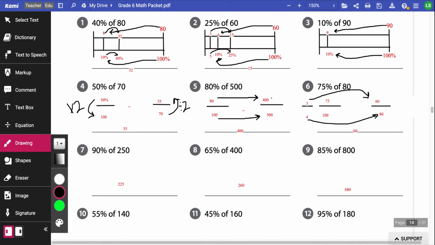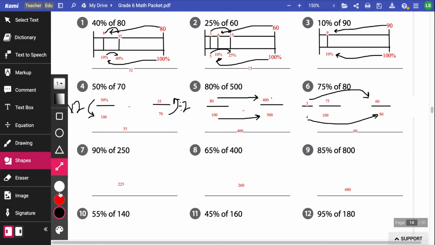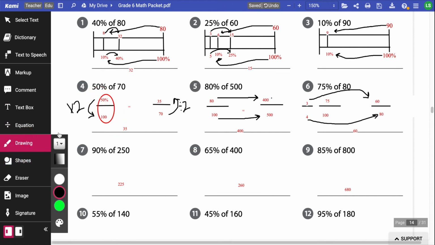Now for questions 4, 5, and 6, I used equivalent fractions. Couple ways I want to talk you through these. First one, when I'm finding 50% of 70, when I set this up as an equivalent fraction, I know that 70 isn't a factor of 100. It does not go in evenly, but I noticed that 50 is half of 100. So this fraction is equivalent to 1/2.